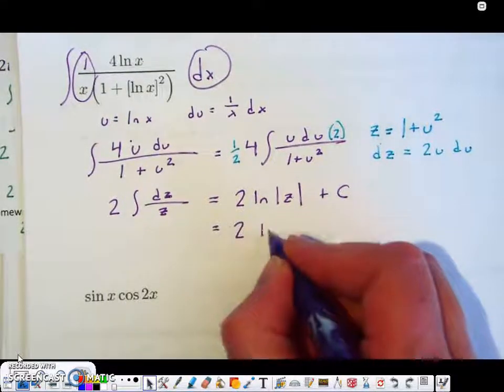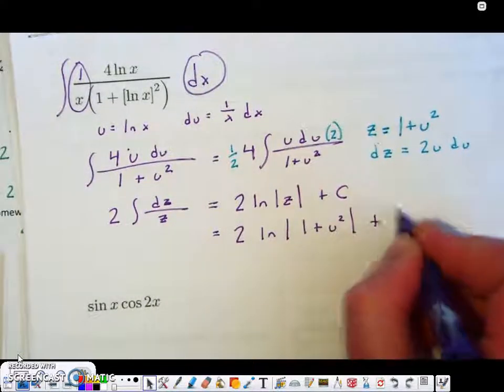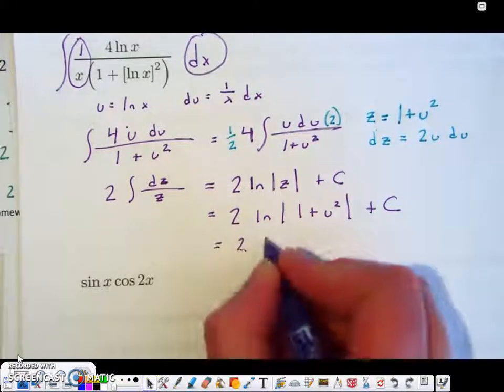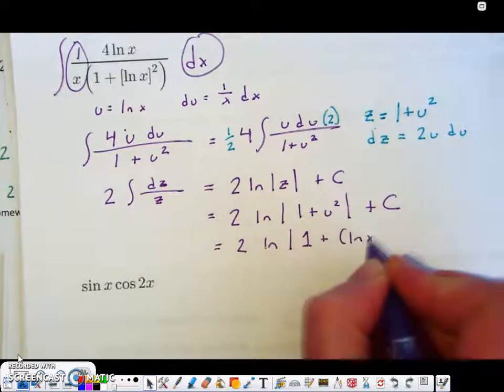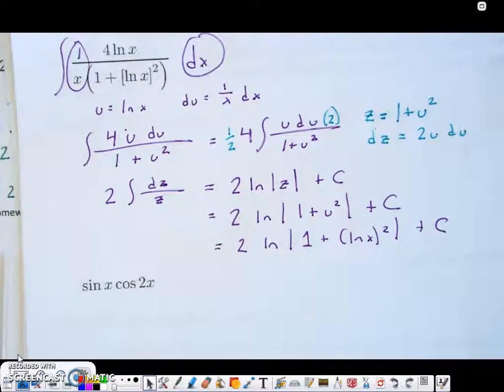Z is 1 plus u squared. And you've got to put back in the u. And you can do it all at once, that's fine. Okay, so there you go.